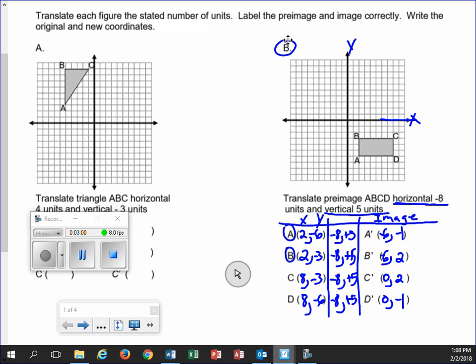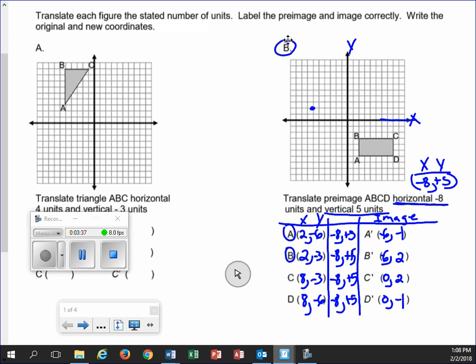All right, so we have found the points. Now we're going to actually move the points as if each of these points were an origin. We already said that our x is going to move -8, and our y will move +5. That means we'll have to move 8 to the left and 5 up. So we'll start with point B. 1, 2, 3, 4, 5, 6, 7, 8. And then we'll move up 5. 1, 2, 3, 4, 5. You guys should be putting a point there.